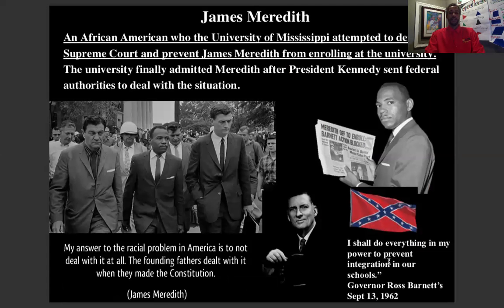Another such governor was Governor Ross Barnett. James Meredith was trying to enter the University of Mississippi. The governor said, "I shall do everything in my power to prevent integration in our schools." President Kennedy had to send troops there to allow James Meredith into the University of Mississippi.